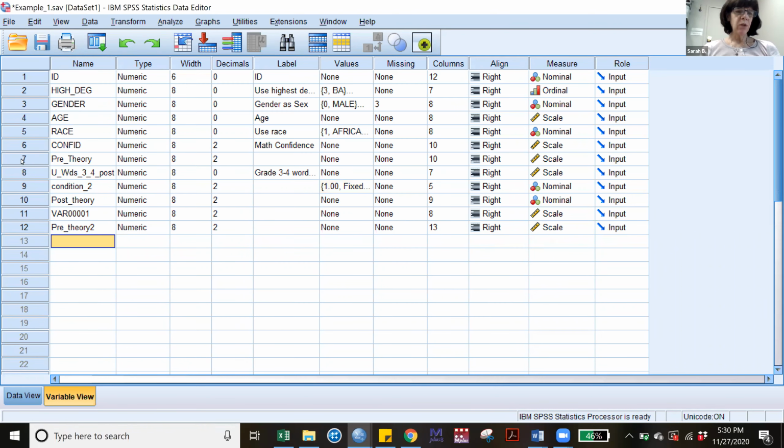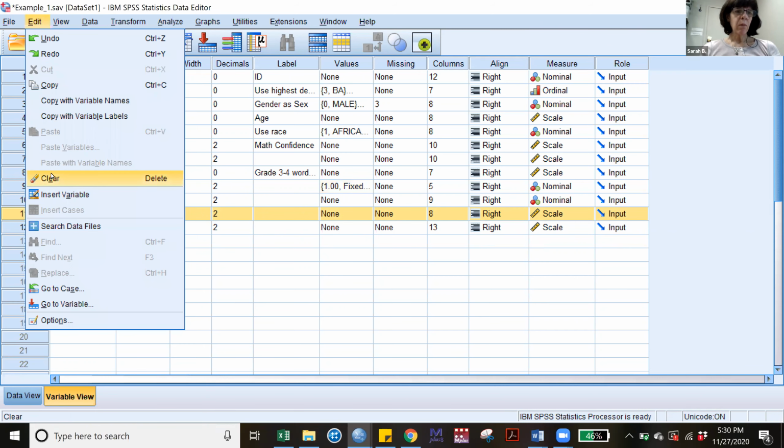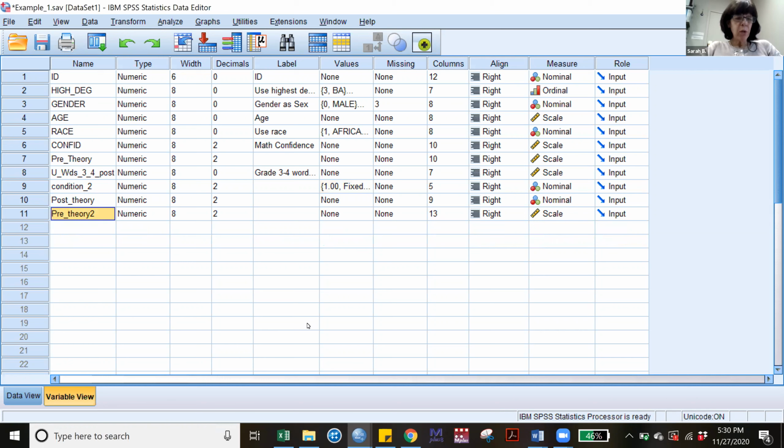I'm going to clear a couple of extraneous variables here. This data set relates to a group of teacher candidates who were surveyed on their confidence in teaching math and their theory of student ability in mathematics, in terms of whether they believed that it was fixed, that is, it couldn't be changed much by instruction, or malleable, that means that it could be changed through instruction.